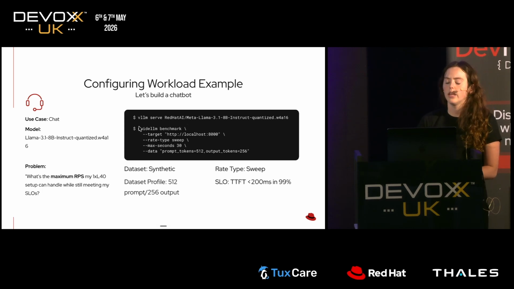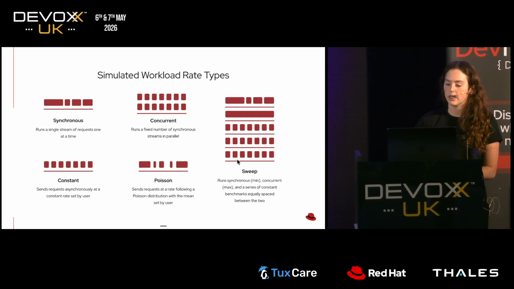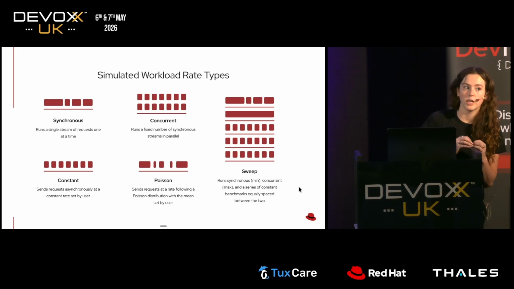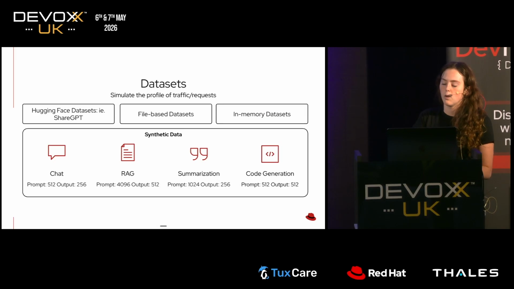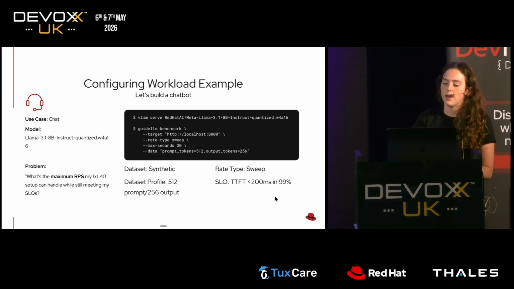Okay, and then you can see right here, we have our endpoint, we have the rate type. So we're doing a sweep right here where we're running synchronous and then concurrent. So a very small amount of requests, then a huge amount of requests, right? And seeing what we get from that. And then our SLO here is under 200 milliseconds for time to first token, 99% of the time. Dataset profile, amazing. Pretty cool.